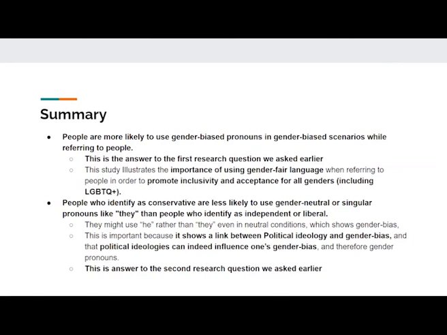This is important because it shows a link between gender bias and pronoun usage. This finding also shows the importance of gender-fair language, since it could promote inclusivity and acceptance for all genders.